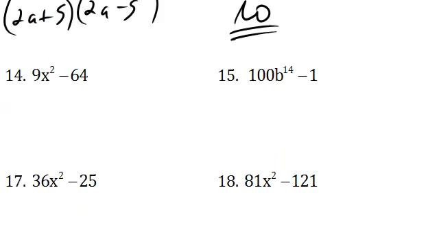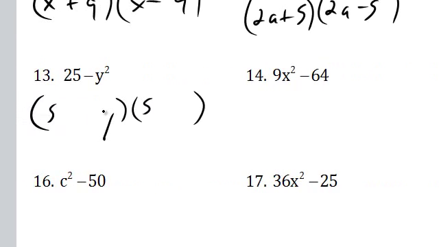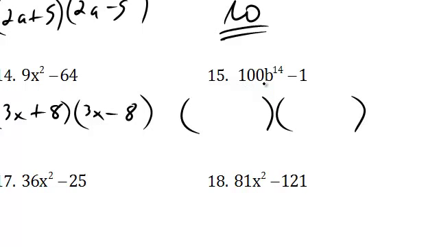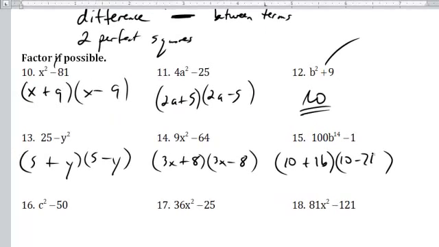Okay, this is, so the square root of 25 is 5, the square root of y squared is y, and then plus and minus. Okay? This one is 3x and 3x, and it's going to be 8 and 8, so it's plus and minus. That's your answer. Okay, this one is a big problem, but it still works. 100 b to the 14th, so basically the square root of 100 is 10, and 14 divided by 2 is 7. So it's plus 7b minus 7b. Okay? That's not 26, it's a b.